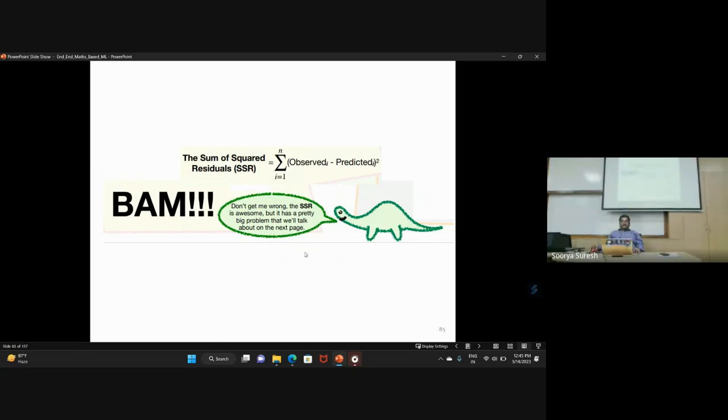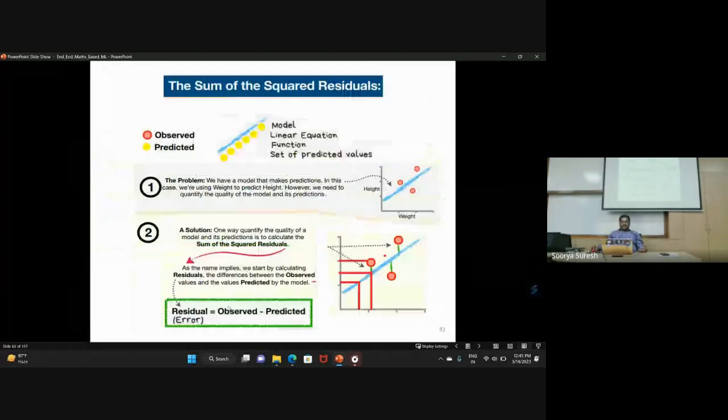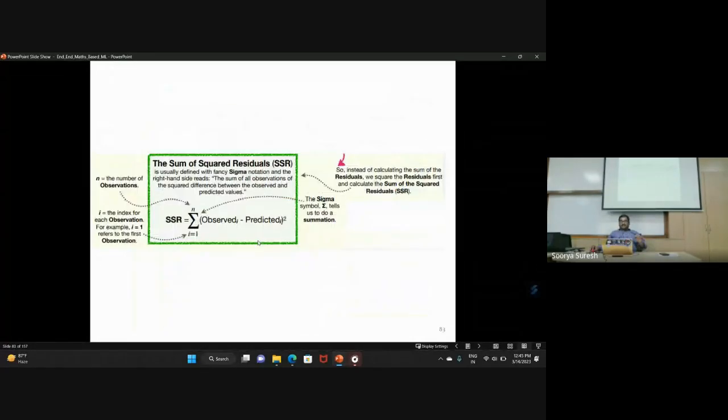Now, the first one is this one. What is that? A simple equation, error: observed minus predicted. And again, there is one more metric, SSR. This also has an issue. Can you guess what the issue is if we use SSR? Or why we need to square the error?